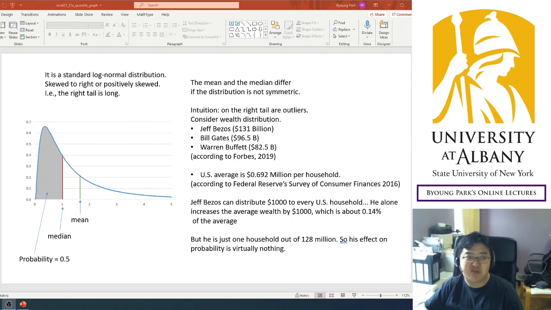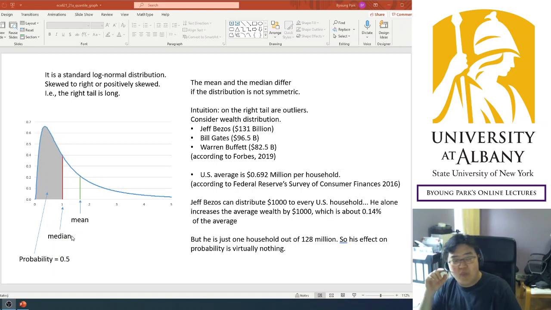Now let's think about a non-symmetric distribution. This distribution is skewed to the right. I'm using the log normal distribution. Consider the standard log normal distribution, which has a skewed tail on the right-hand side. If you calculate the mean, it is here, but the median is here. Now the mean and the median are different because the distribution is not symmetric.